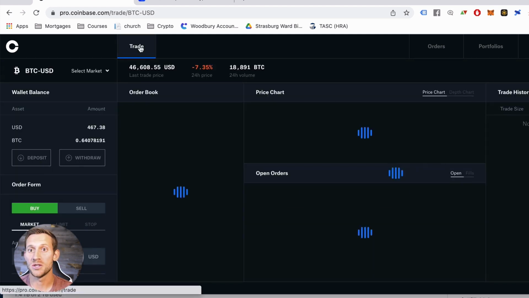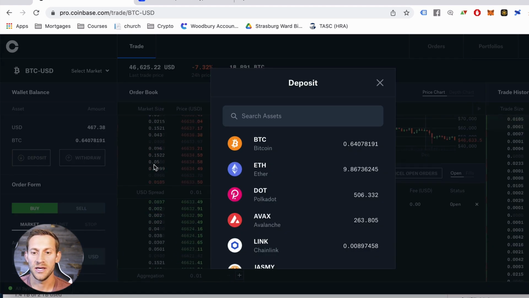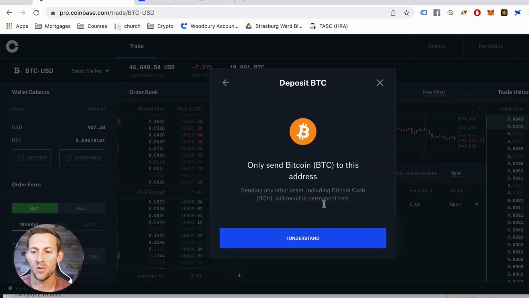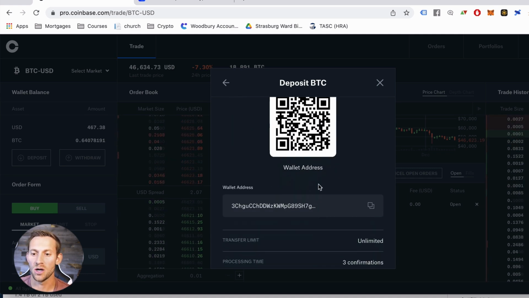And then anytime you want to withdraw or deposit, you'll go to the trade button up here and you can deposit right here, or you can withdraw right there and you select a coin. And what it's going to do is give you a Bitcoin address. So you'll click I understand here. For Bitcoin, right? And it's going to give you a QR code or a wallet address, and you can use that to deposit. Or also, you can use the reverse of this to withdraw out of Coinbase Pro.